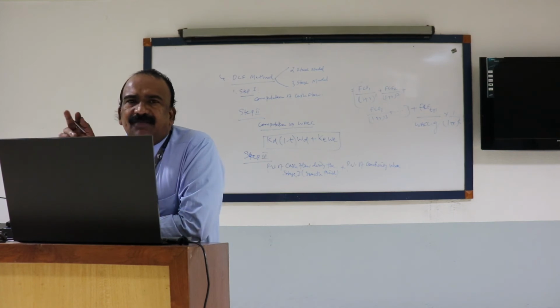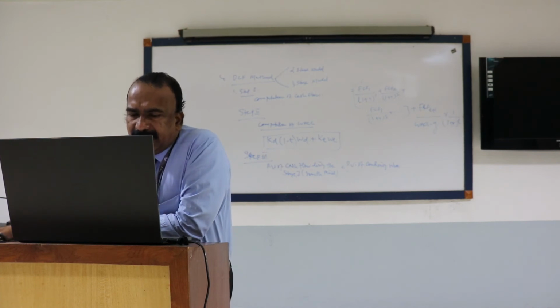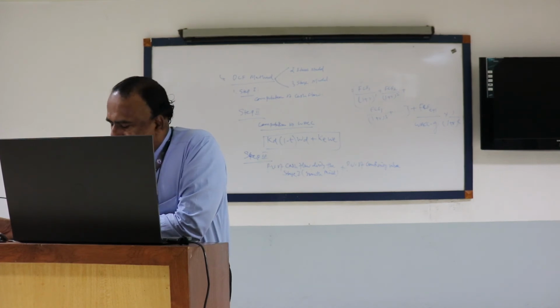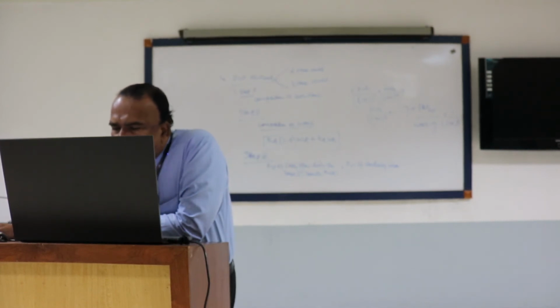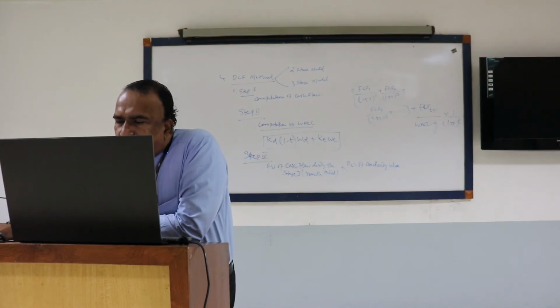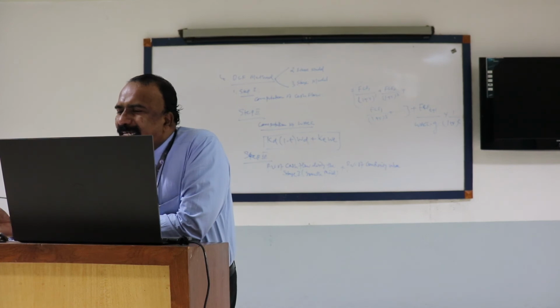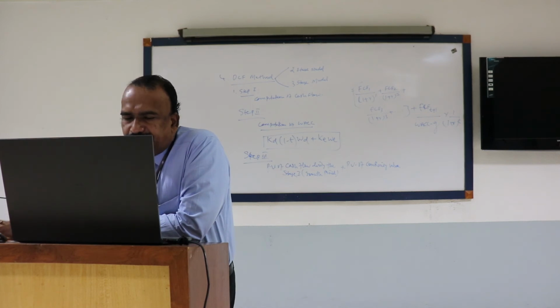Cost of debt is 10% pre-tax; it must be post-tax, so post-tax we need to calculate. Debt equity ratio is 1:0. What does it mean? Anybody? It is having more debt, no equity. Equity is 0, debt is 100%. So the entire money is taken from debt, no equity.